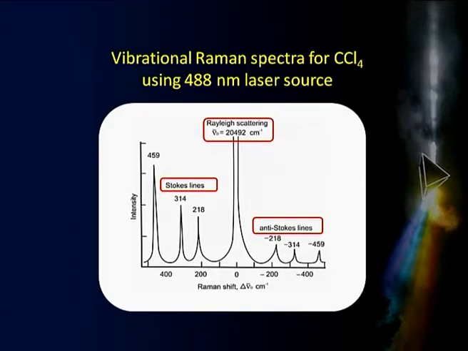You see that this spectrum looks slightly different from what we had in case of rotational Raman spectrum. In that case the intensities of the Stokes lines and anti-Stokes lines were comparable, whereas now they are different.